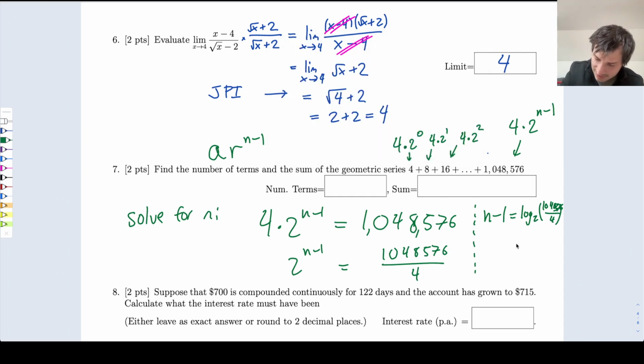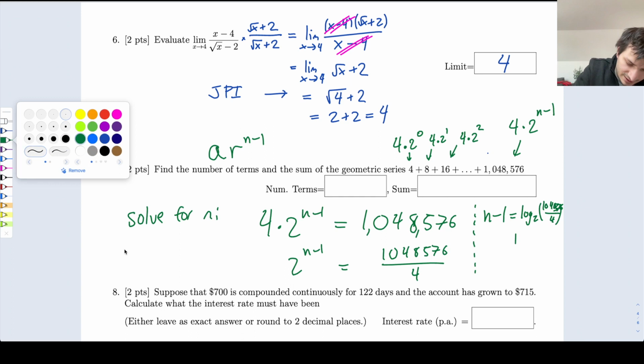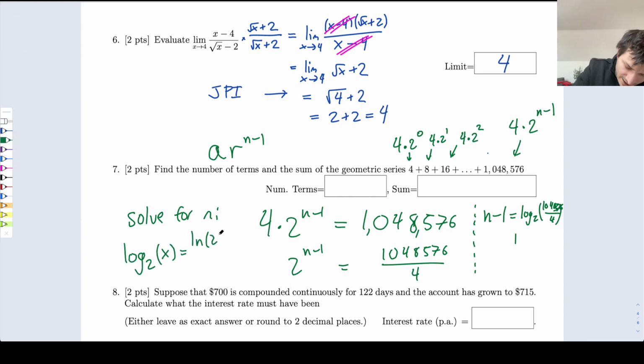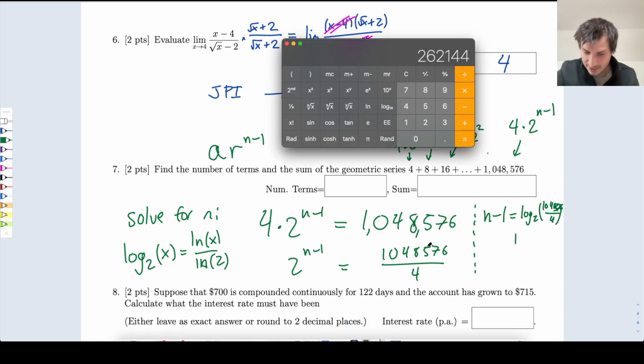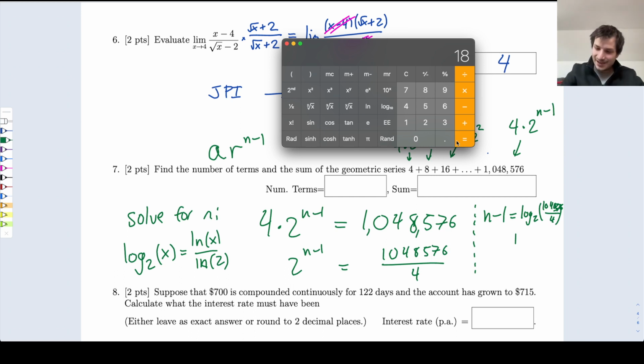When I use the change of base formula, the log base 2 of x is the ln of x divided by the ln of 2. This is the change of base formula. And in my case, I got this wonky number, let's do the ln of this. And then I'm going to divide by the ln of 2. Well, let me do this. 2 ln. Okay. 18. There we go. It worked. This is 18.